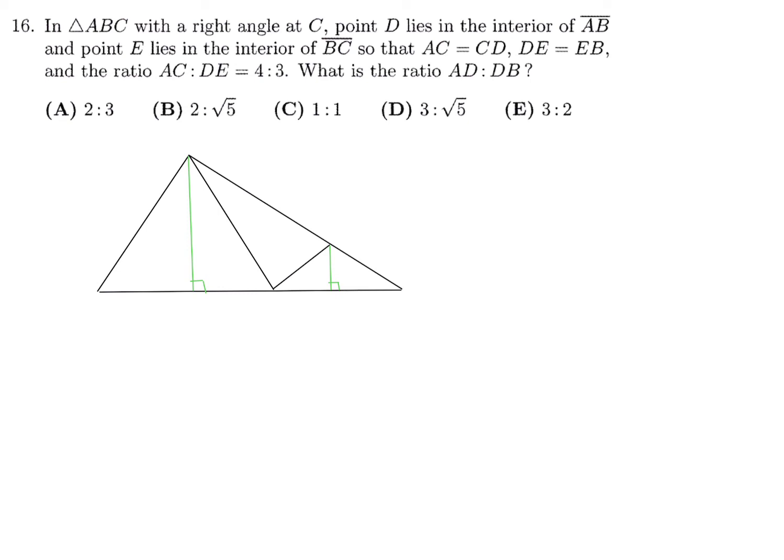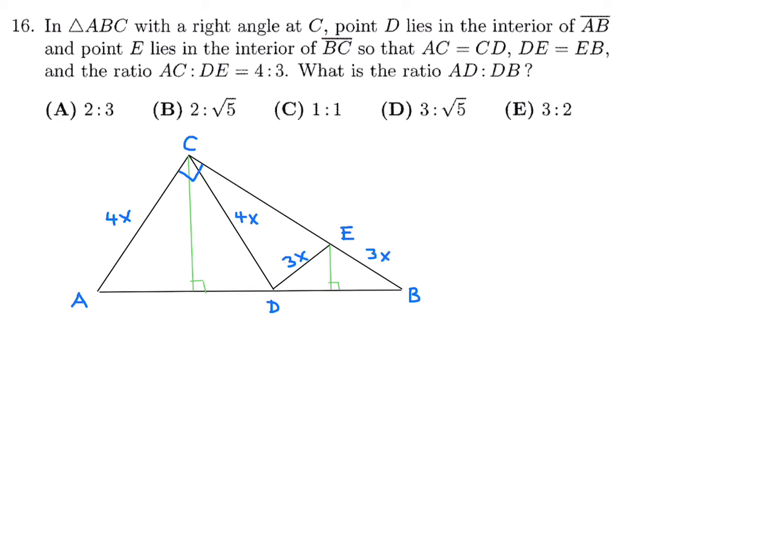These are altitudes that meet at right angles. Okay, so let's start labeling this. This is A, B, and C, and it is a right angle right here. And then they tell me that we have D right here and we have E right here. And then they've given some ratios, and with those ratios I can label this 4x, and this is also 4x since AC is equal to CD. And then with DE equals EB, and this ratio that it's 3, that's going to be 3x. So this is 3x and this is 3x.